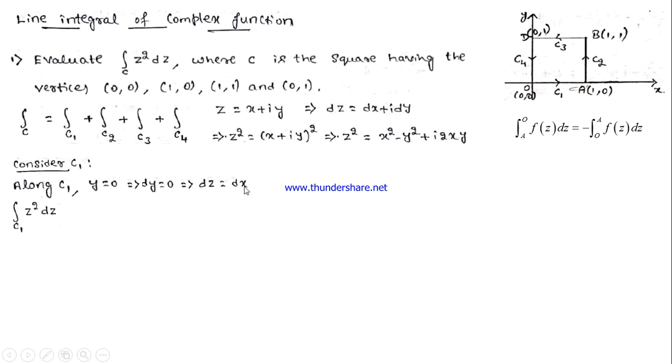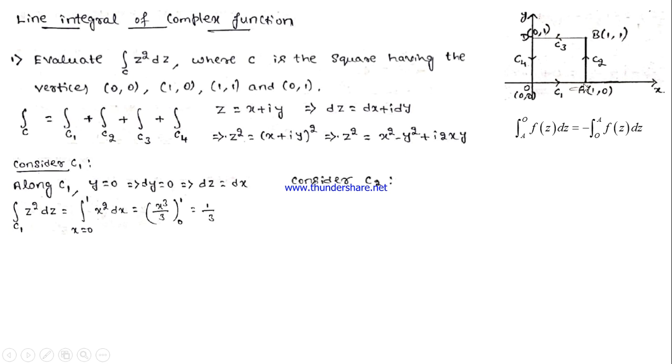Now by using this, the integration reduces to this form. Integration over C1 of z square: since y is equal to 0, z square is just x square dx. We are integrating with respect to x, and along this curve x varies from 0 to 1. So that is what I have taken here. Integrate this with respect to x and substitute the upper limit; the lower limit 0 makes the value 0. So the value of this integral along the curve C1 is 1 by 3.